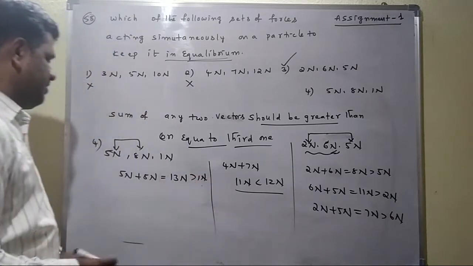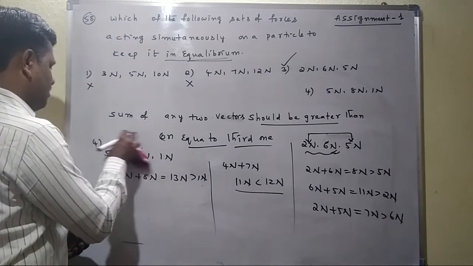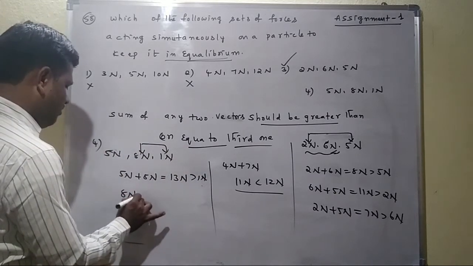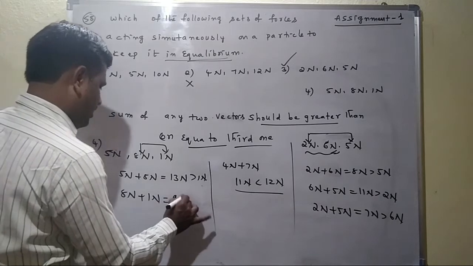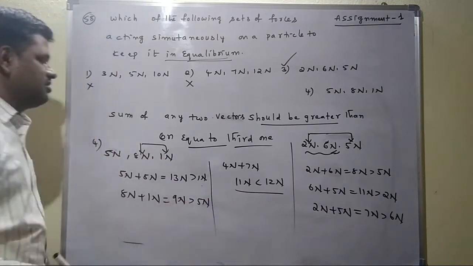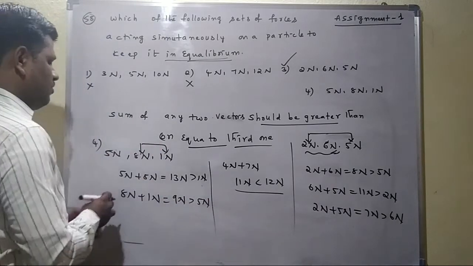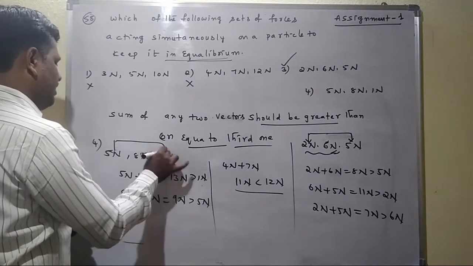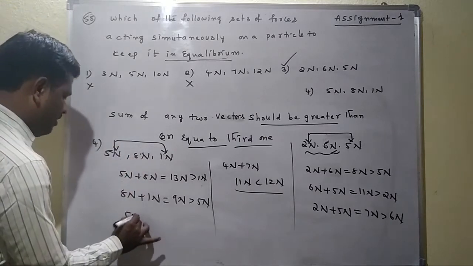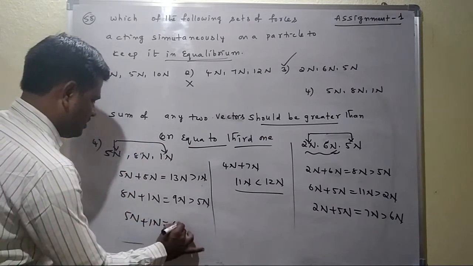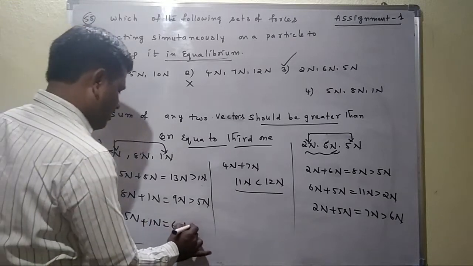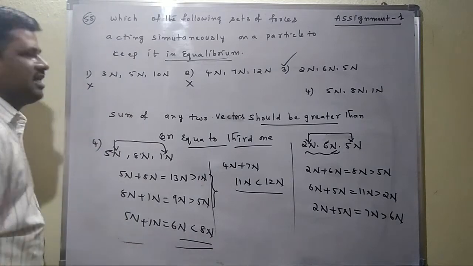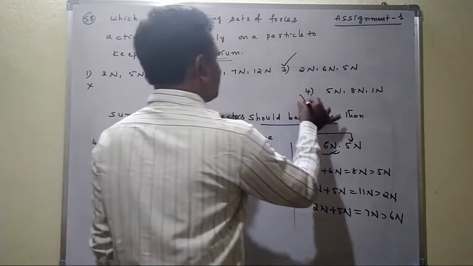One condition is satisfied. Next come to these two. 8 Newton plus 1 Newton is equal to 9 Newton, which is greater than 5 Newton. Second condition also satisfied. Next we come to these two, 5 Newton and 1 Newton. Here 5 Newton plus 1 Newton is equal to 6 Newton, but 6 Newton is less than 8 Newton. These two are satisfied, but the last one is not satisfied. So the fourth option is also wrong.